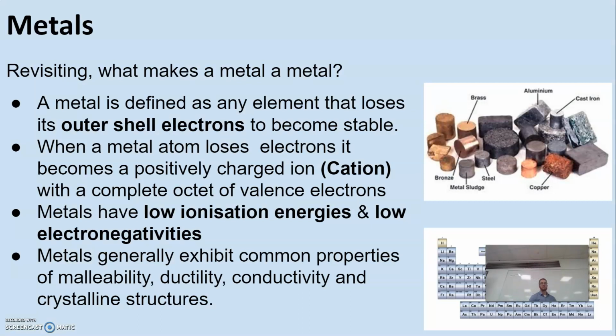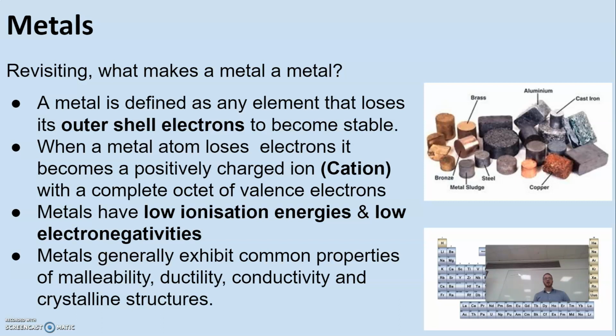Like I mentioned before, a metal is defined as an element that loses outer shell electrons to become stable. That's linking back with this idea of the octet rule. Oct means 8. A full valence shell is what we're looking for. When a metal loses electrons, it becomes positively charged. A cation is a positively charged ion.